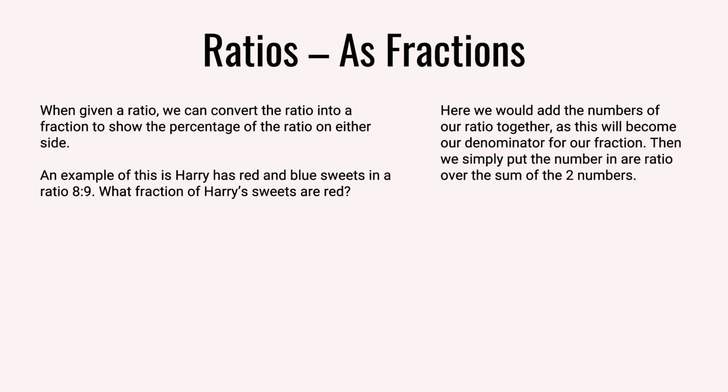Here we would add the numbers of our ratio together, as this will become our denominator for our fraction. Then we simply put the number in our ratio over the sum of the two numbers. So here we do 8 plus 9 equals 17, and we're told in the ratio that the red to blue is 8 to 9, so 8 is our value for red. So our final answer would be 8 over 17 of the sweets are red.